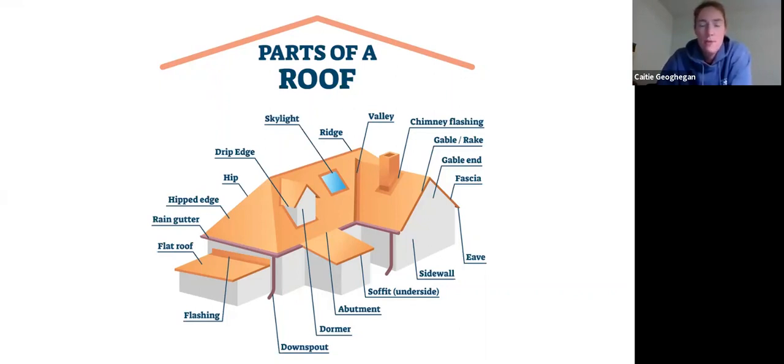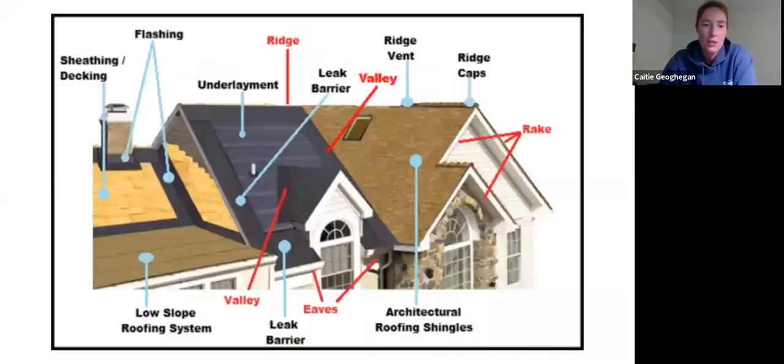So you'll hear things like 3 in 12, which is a pretty shallow roof, and then you'll hear 6 in 12, which is more steep. 12 in 12 is almost like a 45-degree angle. So basically, that's telling you how steep your roof is.